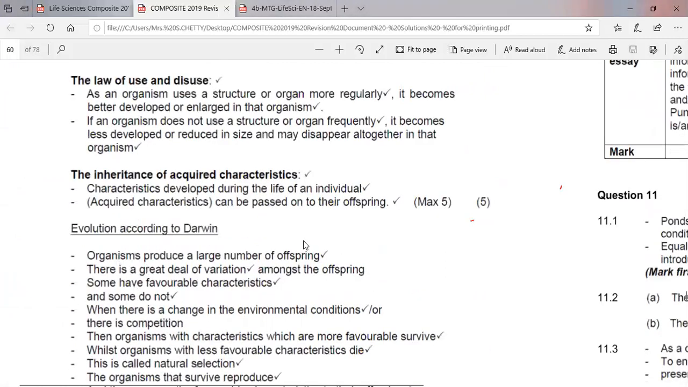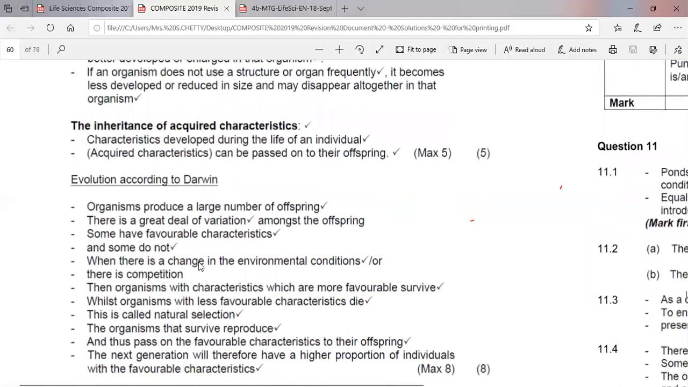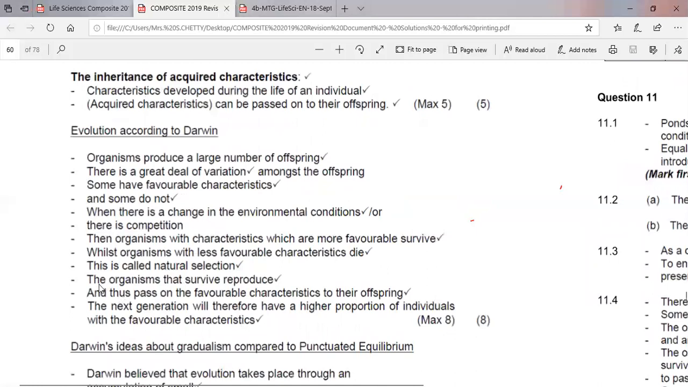Darwin's theory: organisms produce a lot. This is a generic version of Darwin's theory of evolution. Organisms produce a large number of offspring. There's variation. Some have favorable characteristics, some do not. When there's a change in environment, organisms with favorable characteristics survive, while organisms with less favorable characteristics die. This is called natural selection.